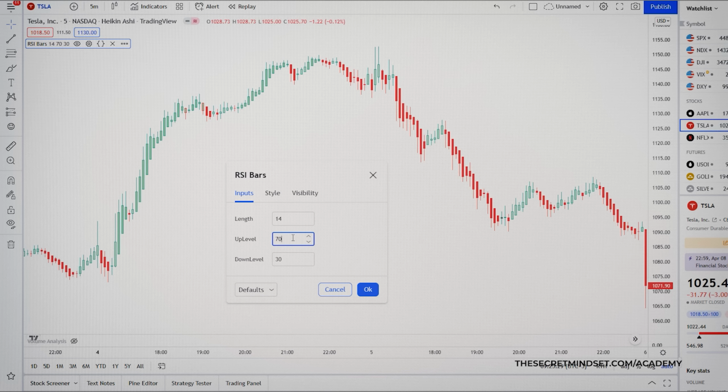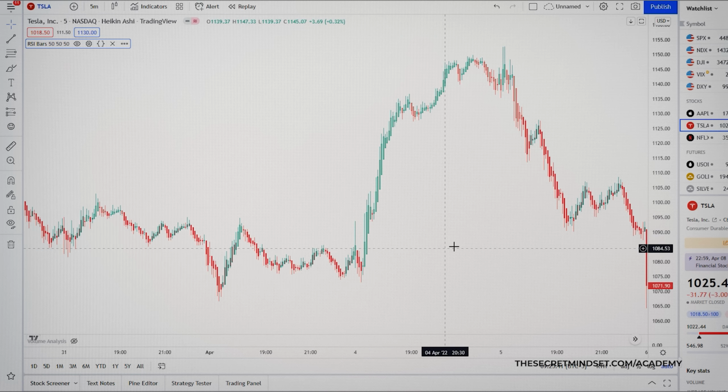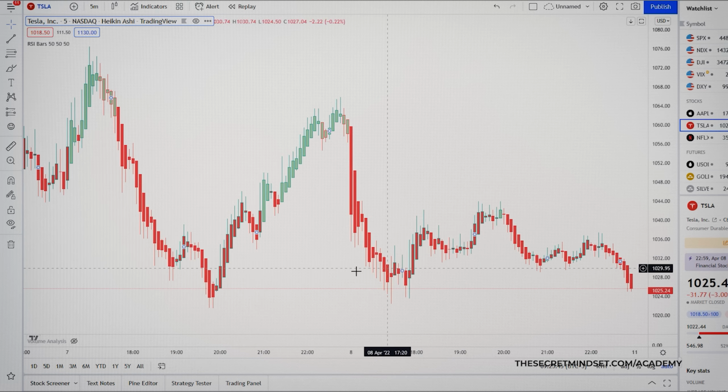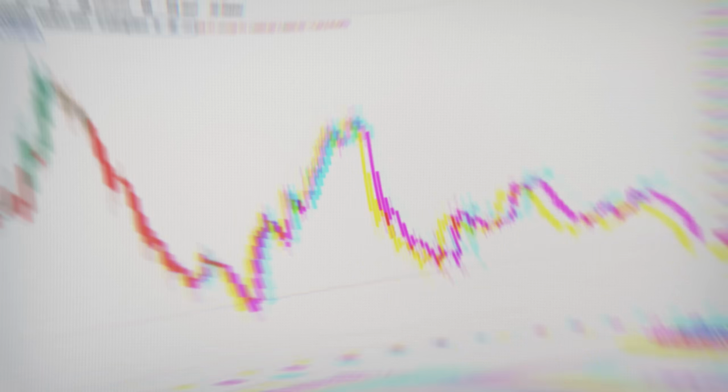We'll change both inputs to 50 and we'll focus on the middle line of the indicator. We'll also change the length of the indicator to 50. Because this is a scalping strategy, I want to eliminate the noise as much as possible. So a higher period on the RSI will help us in this way.